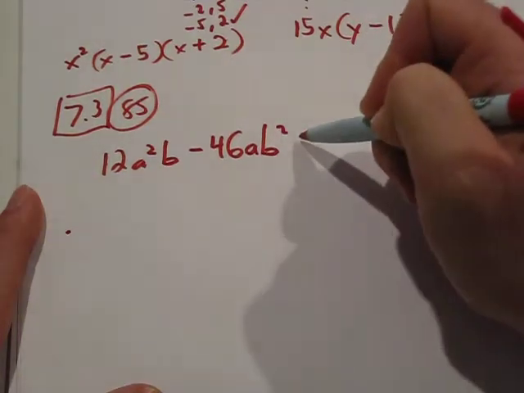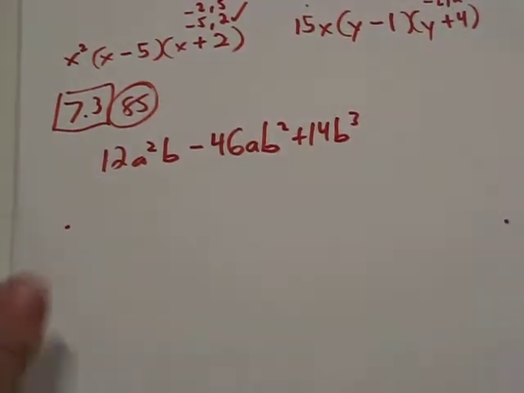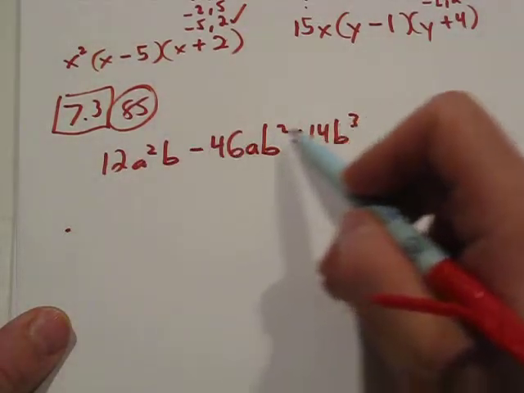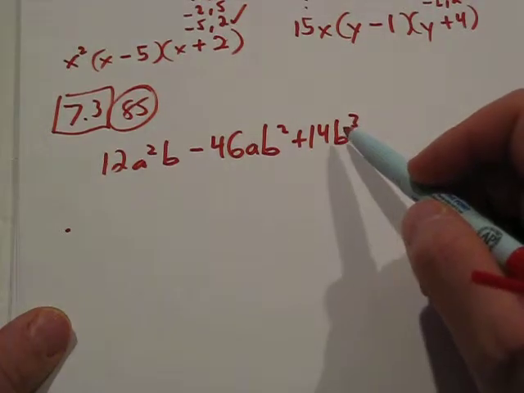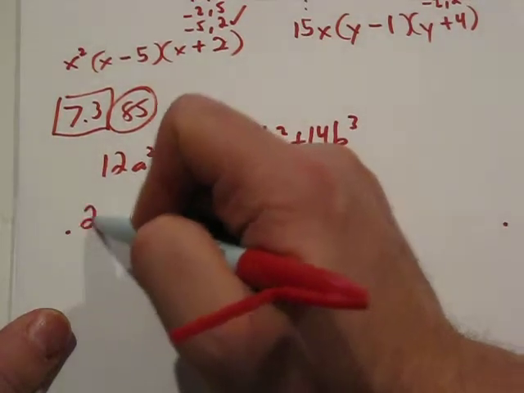46ab squared plus 14b cubed. Okay, so the first thing I'm going to do is look to see if there's anything I can divide each of this to make it smaller. Well, one of the first things I can divide to make it smaller is a 2.